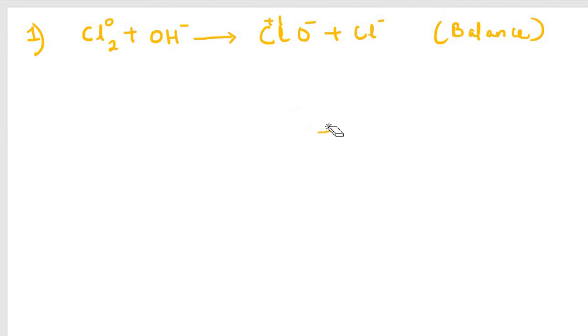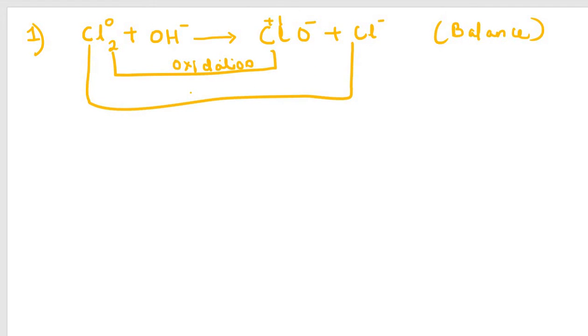So in this case you can see that the chlorine is undergoing oxidation. There is an increase in oxidation number, so it is oxidation, and in this case the chlorine is undergoing reduction. So you can see that a disproportionation reaction means the same element is undergoing both oxidation and reduction. So the first step we have completed, that is we have found out the oxidation number.